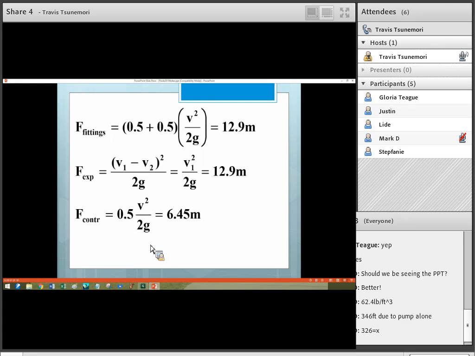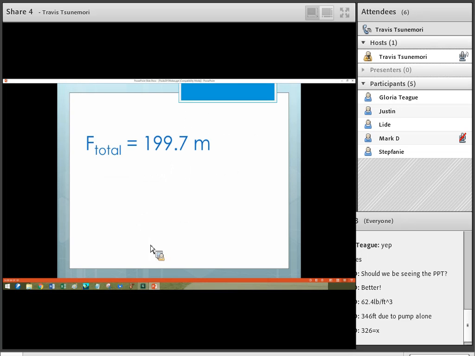Sudden expansion. The fluid is going to slow down when it's sent into the tank at the top, right? Because the area is really large. So essentially V1 minus V2 squared is equal to V1 squared over 2G, because V2 is really little. Okay, and we add those up, and we get our total friction loss through the system of 199.7 meters.